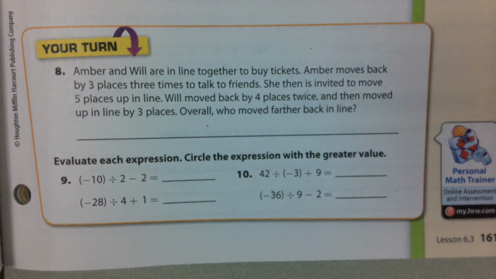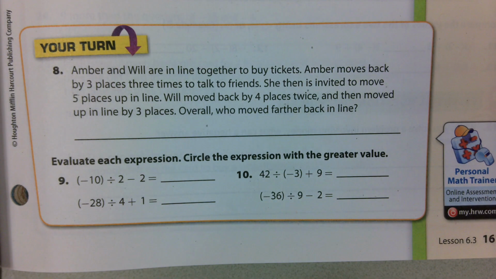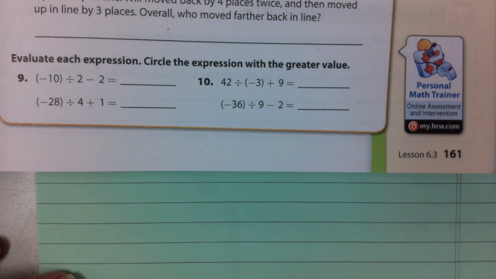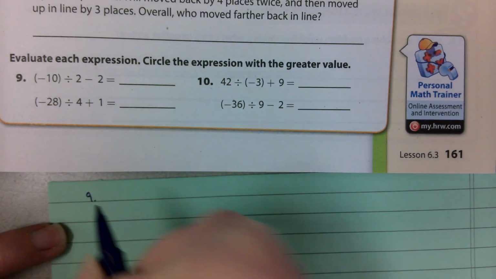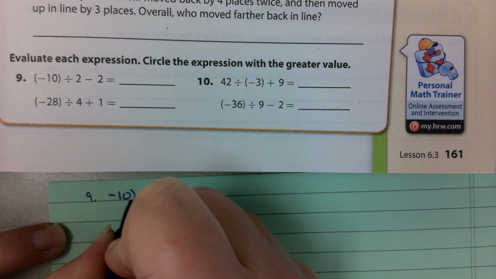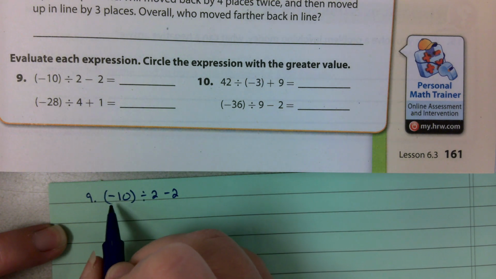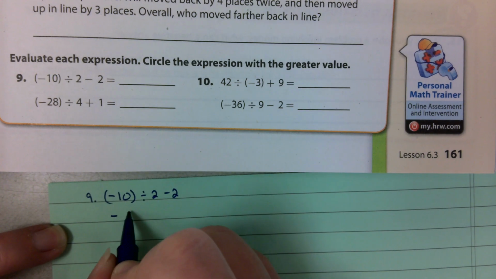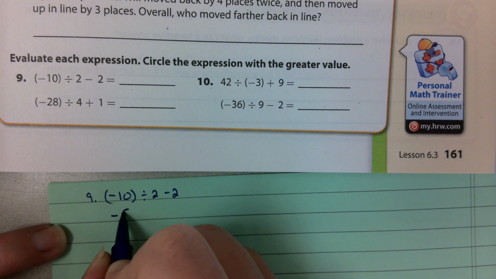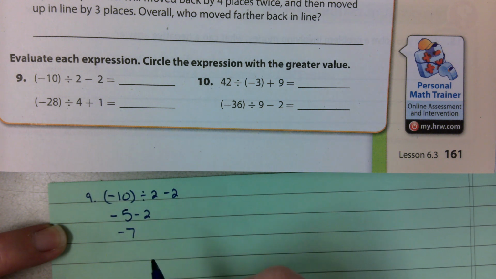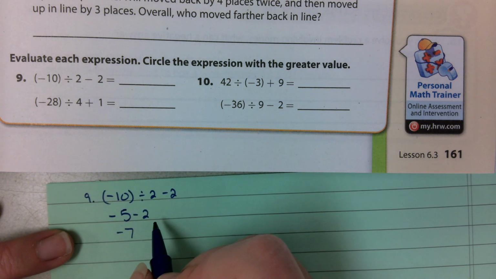All right, for this you had to work out both of them, and then it also asked you to determine which expression has the greater value. So on number 9, I have negative 10 divided by 2, subtract 2. Negative 10 divided by 2, so we're going to have a negative. 10 divided by 2 is 5, subtract 2. And then we should end up with negative 7. So that's my first expression simplified.